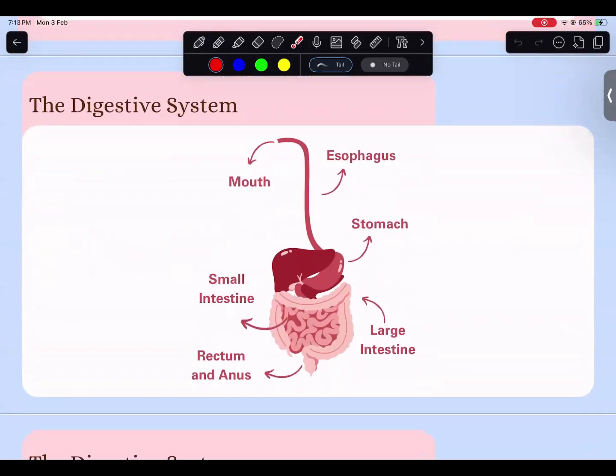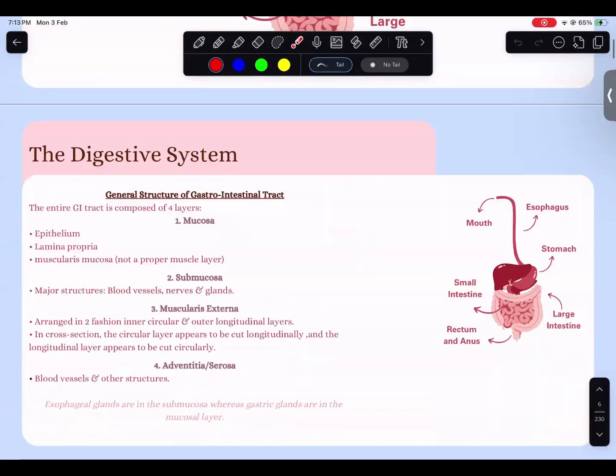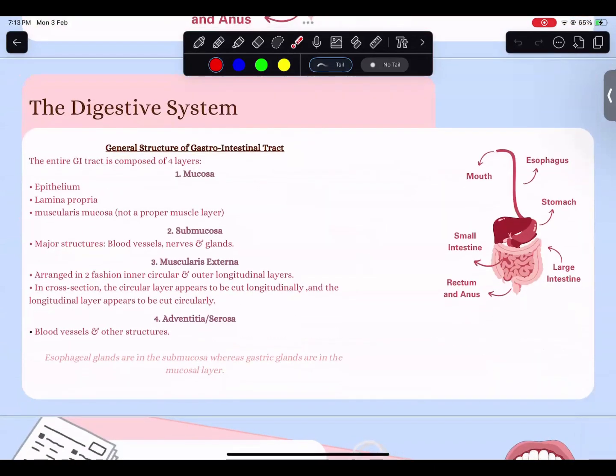Bismillah. We all know how the digestive system works. You consume your food, it goes down your esophagus, then to your stomach, small intestine, large intestine, and then the rectum and the anus. Before we start, this is just a general structure of the gastrointestinal tract that I want to put out for all of you because it can be a bit confusing. We have the mucosa, the submucosa, the muscularis externa, and then adventitia and serosa. Mucosa is basically the uppermost layer in the histology slide that you see. There's going to be the epithelium lining the organ. Then you're going to have the lamina propria and muscularis mucosa, right?